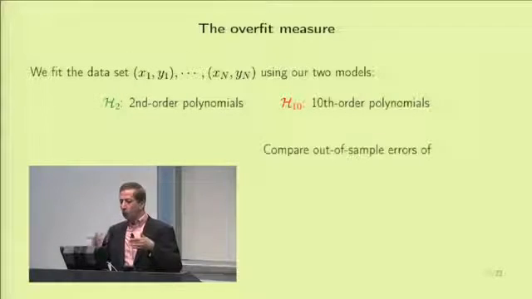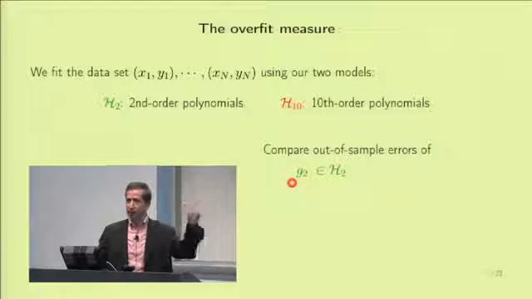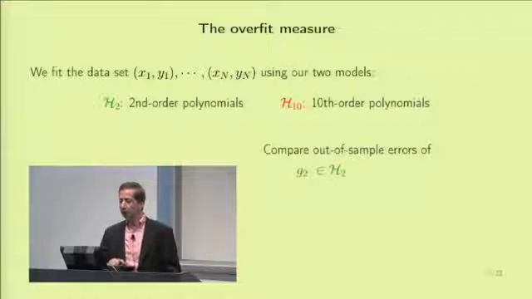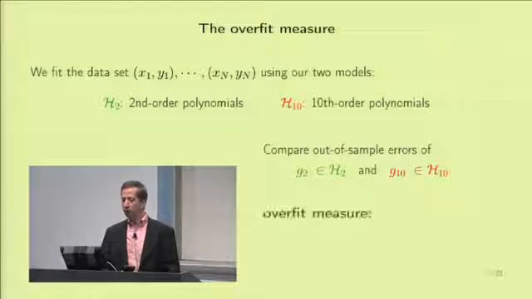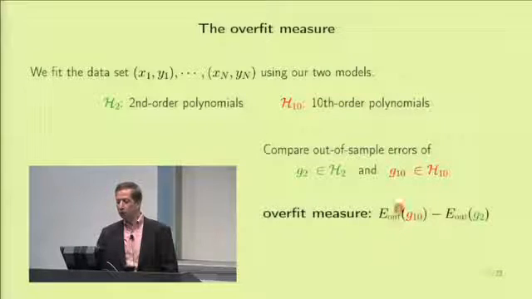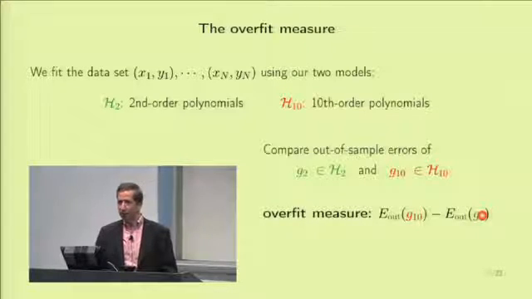So when you compare the out-of-sample errors of the two models, you have a final hypothesis from the H2, and this is the fit, the green curve that you have seen, and another final hypothesis from the other model, which is the red curve, the wiggly guy. And if you want to define an overfit measure based on the two, what you do is you get the out-of-sample error for the more complex guy minus the out-of-sample error for the simple guy. Okay? Why is this an overfit measure?